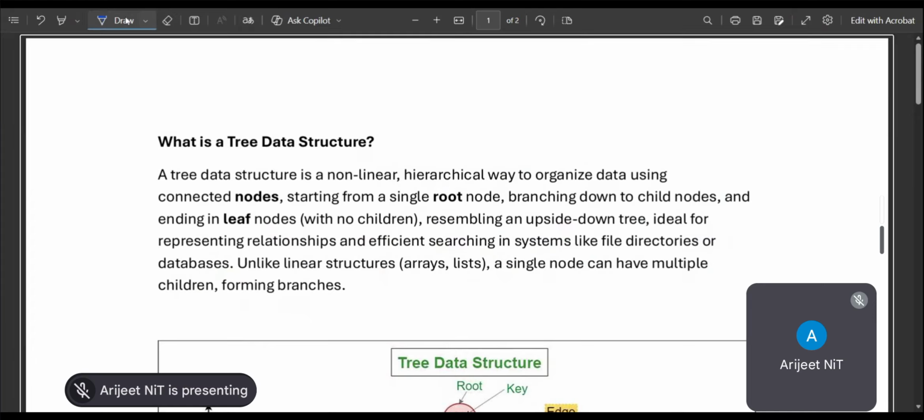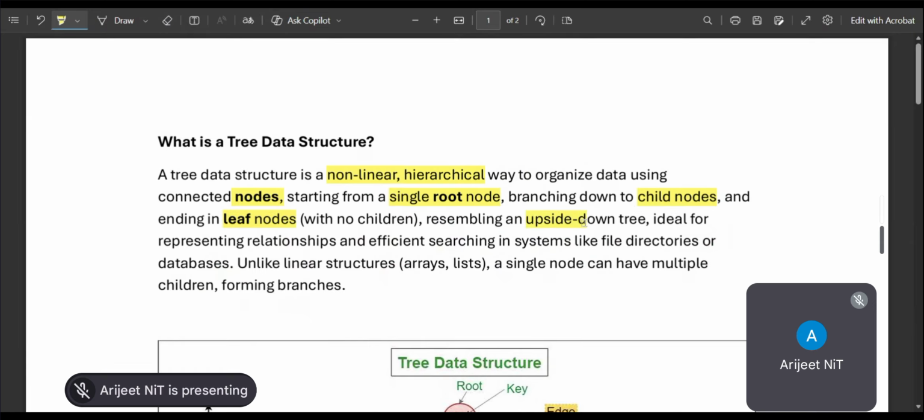What is a tree data structure? A tree data structure is basically a non-linear hierarchical way to organize data using connected nodes, starting from a single root node, branching down to child nodes, and ending in leaf nodes, that is, with no children, resembling an upside down tree, ideal for representing relationships and efficient searching in systems like file directories or databases.